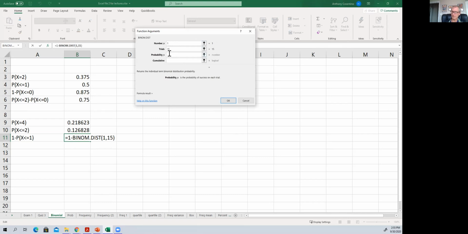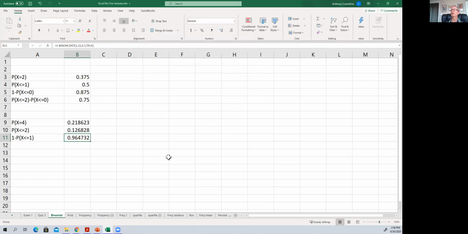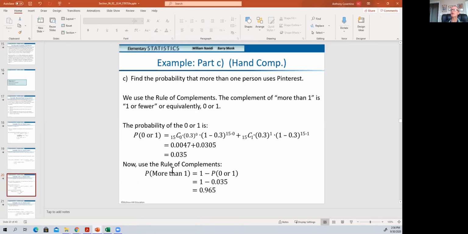Probability again is 0.3, and it's less than or equal to, so we type in true. And you can see we get 0.9647, so 96.5% in that probability part. And if you look back here, you see that you had to calculate the 0 or 1 and then subtract it from 1. Again, a very tedious calculation, and you can see we get the exact same number.